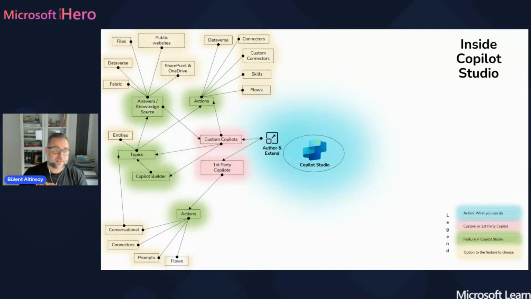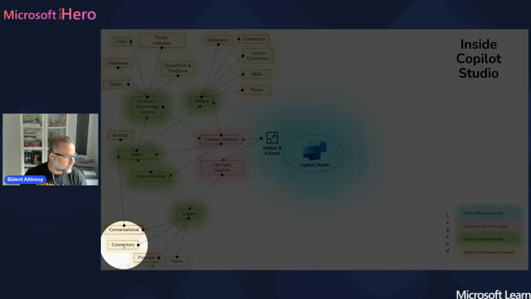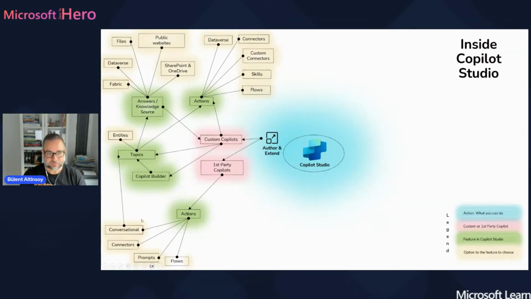But extending is not possible everywhere. That means if you're using a tool like Copilot for Sales, then you only have one option, and that is a connector. So this is more or less everything we need to know, right? Because we only have 1 hour, and I want to teach you as much as possible about Copilot Studio.